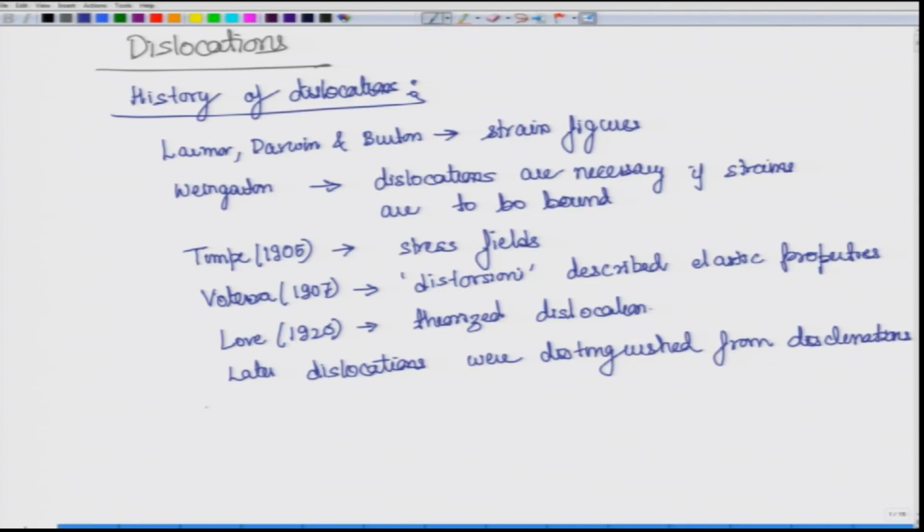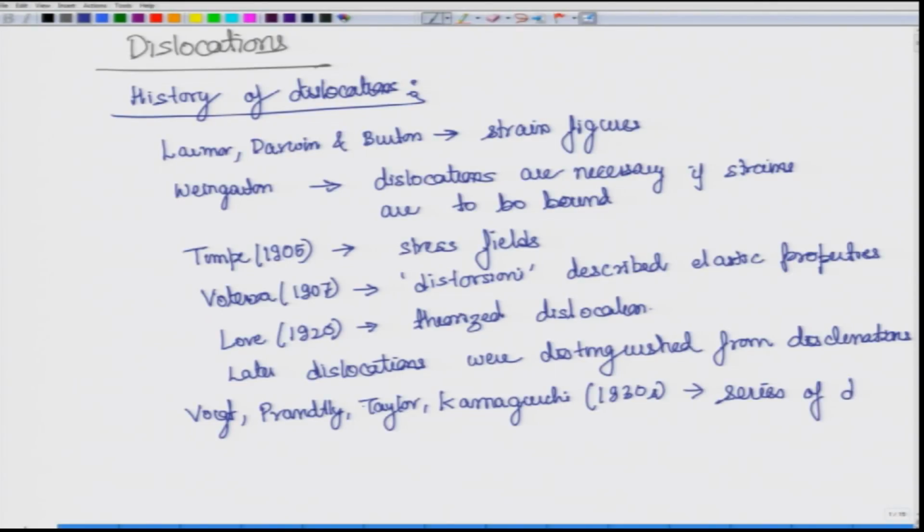Then came the contribution of White, Prandtl, Taylor, Kamaguchi. Somewhere around the 1930s, they theorized a series of defects to explain the discrepancy between the theoretical strength and the observed strength. So, they came up with a series of defects.